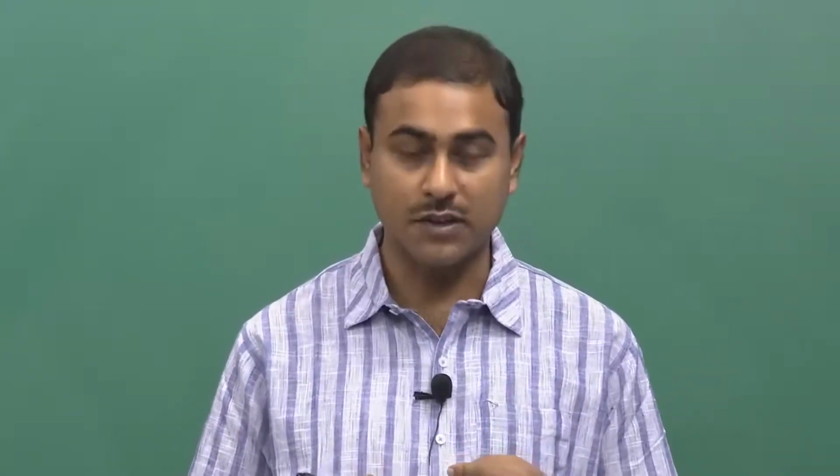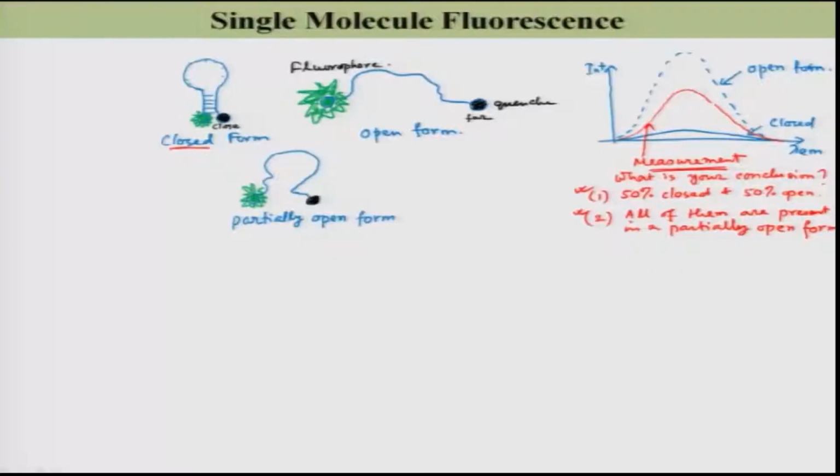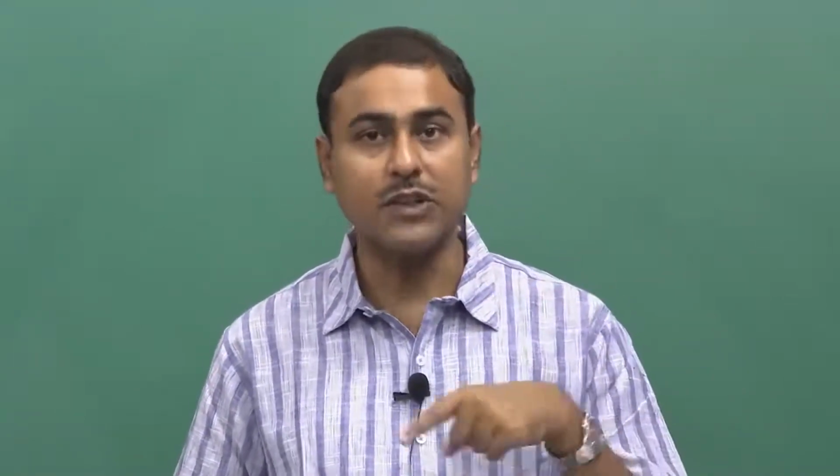Even if you measure the anisotropy, as you know, the closed form is a compact structure, so the steady state anisotropy will be smaller, and in the open form the steady state anisotropy will be larger. But as a mixture, because in anisotropy we are looking at all the molecules together, we cannot distinguish whether it is a mixture of fully open and fully closed, or all of them are partially open. So, we cannot do that. The only solution is that we have to look at these molecules individually.